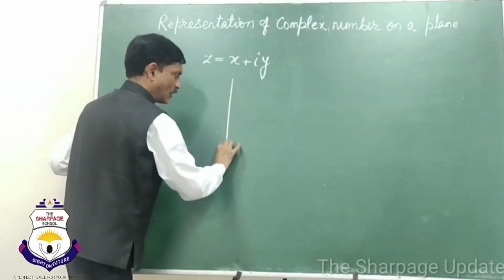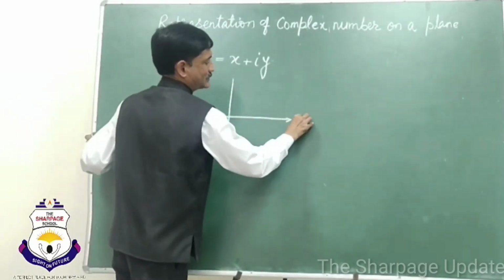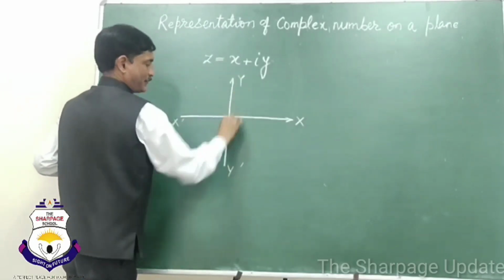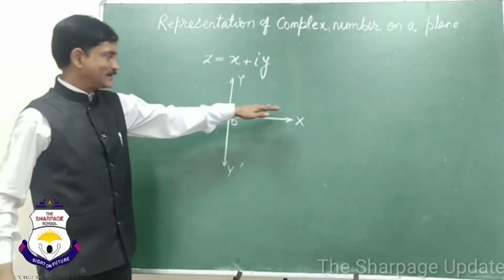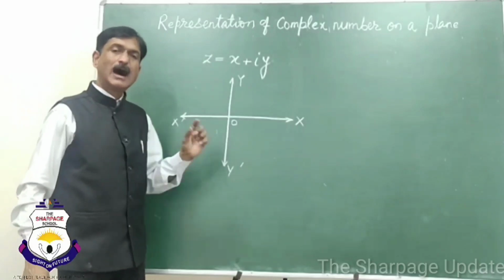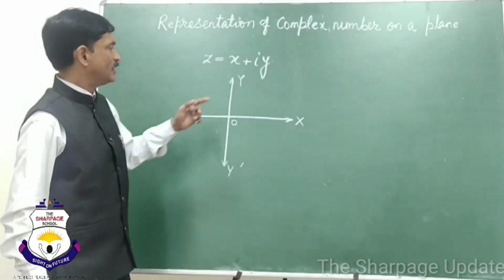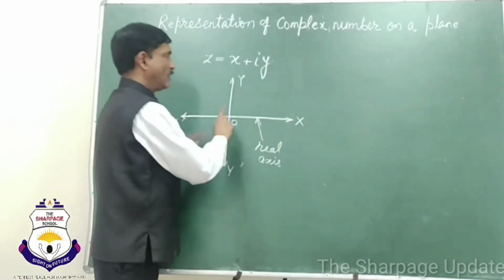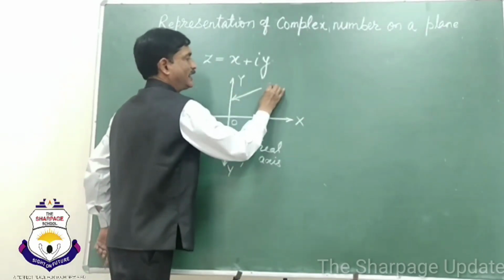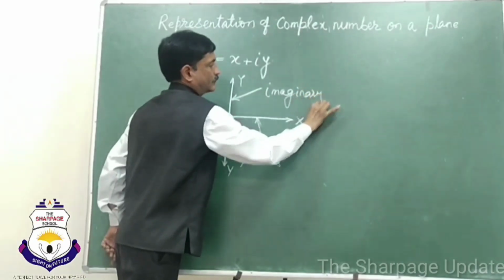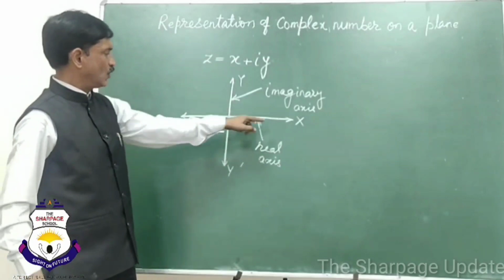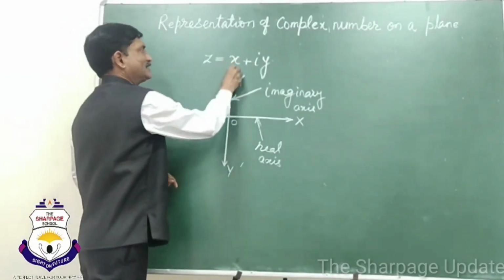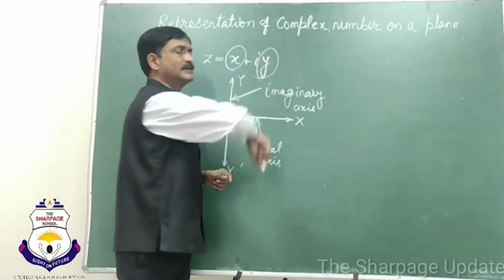First of all, we have to draw two perpendicular axes, that is XOX' and YOY'. Here in this diagram, XOX' and YOY' are two mutually perpendicular axes. XOX' is known as the real axis and YOY' is known as the imaginary axis. In this complex number, x is the real part and y is the imaginary part.